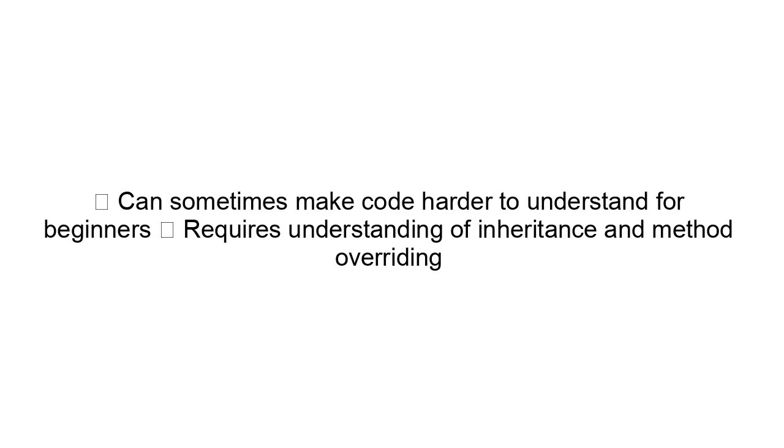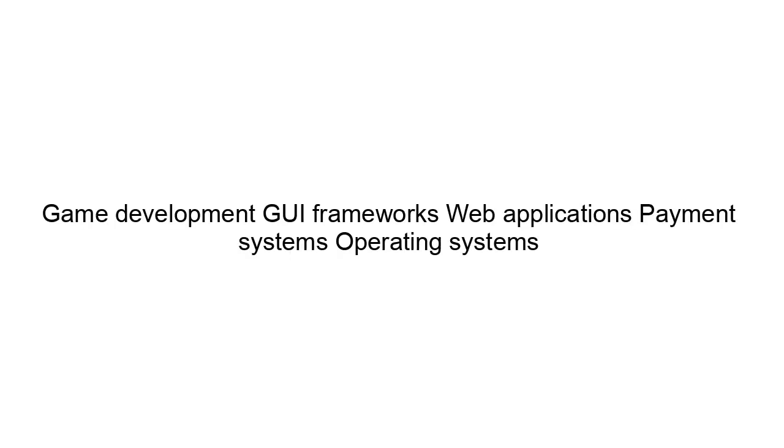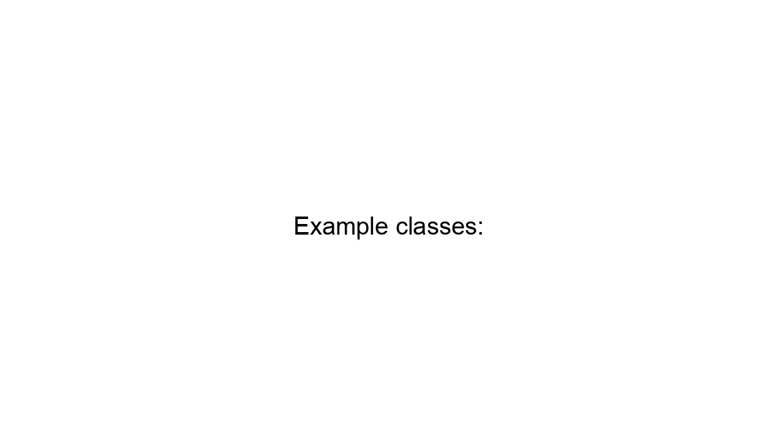Disadvantages. Can sometimes make code harder to understand for beginners. Requires understanding of inheritance and method overriding. However, it is essential for large software systems. Where polymorphism is used. Polymorphism is widely used in modern software systems. Examples: game development, GUI frameworks, web applications, payment systems, operating systems.